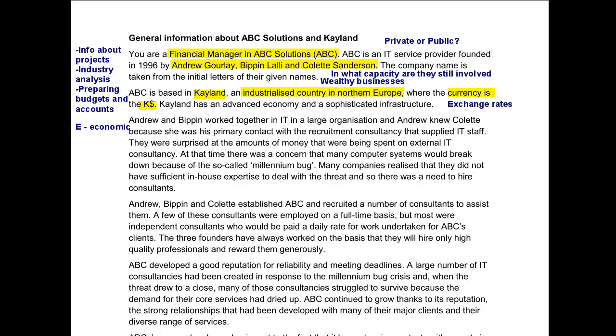And then it goes on to talk about the advanced economy. So it's a wealthy economy with a sophisticated infrastructure. This is very important for an IT services company, because if there is not good electricity provision, not good internet, all these things that are essential for effective computing, that could have an impact on the business.